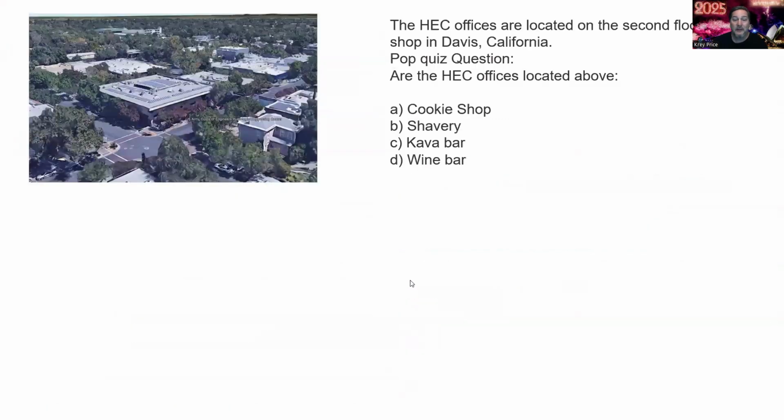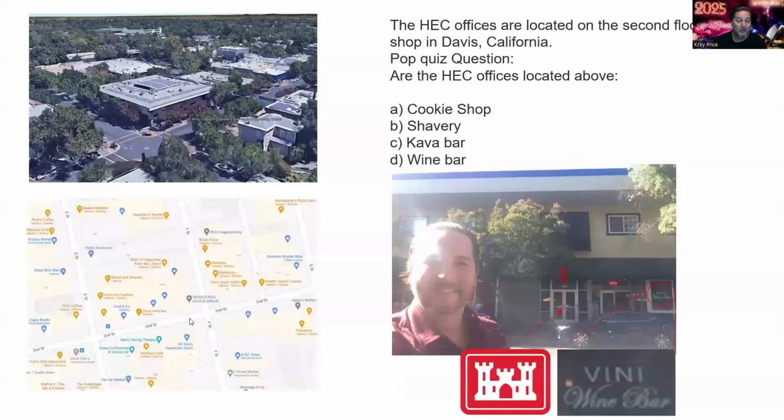Now, I actually visited the HEC offices back in 2019. So here's a Google Earth view of their office. I'm thinking we'll do a quick pop quiz here. The HEC offices are located on the second floor of that building that you see there, in that shop. So here's the pop quiz question. Are the HEC offices located above a cookie shop, a shavery, a kava bar, or a wine bar? Now, the answer, if you have a look at the map in Google, you can see that they're also across from a smoke shop, a sushi shop, Bizarro World and Ho Ho Market, and a lot of pizza and coffee. So there's lots of selection, but the answer is all of the above.